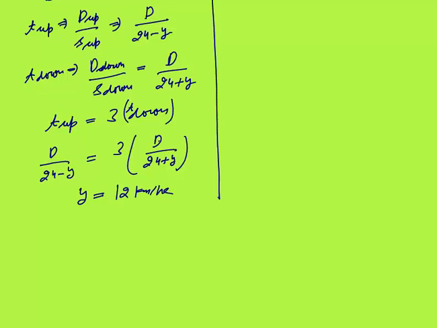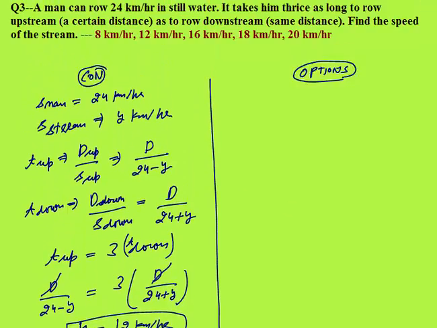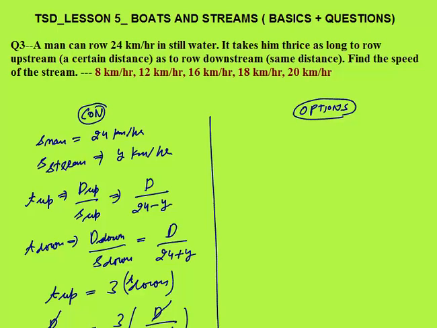If you cross multiply, first d and d will get cancelled out. Then you will get y as 12 kilometer per hour. I hope you can solve. Now this way it may take, let's say, 30-40 seconds to solve this question in exam.